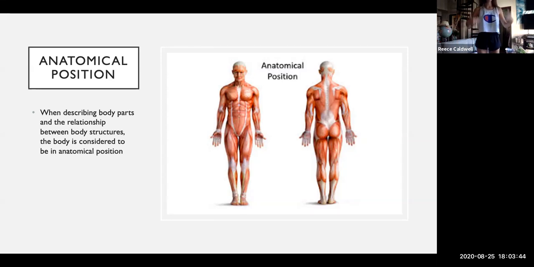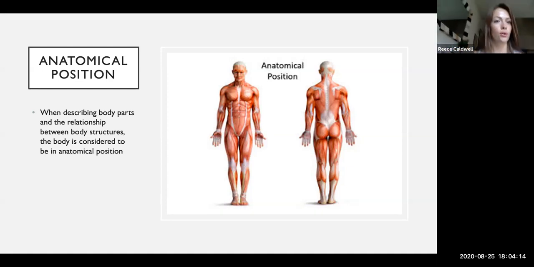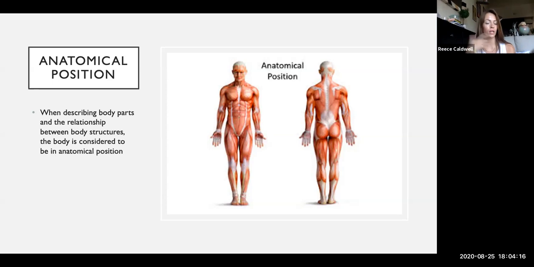You are standing erect, which just means you are standing straight up. You're not like this, or like this, or a hip out. You're erect with your feet together and your toes pointing forward. So palms forward, toes forward, standing erect. One more time: palms forward, toes forward, standing erect. That is anatomical position. Very crucial to know, because anytime we talk about any structure or anything about the body, we're referring to it in anatomical position.